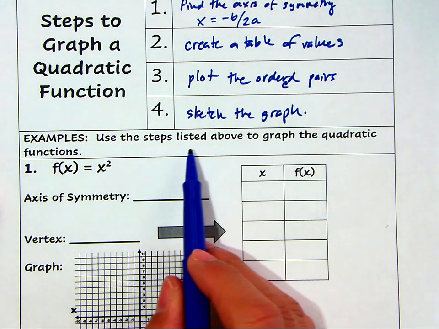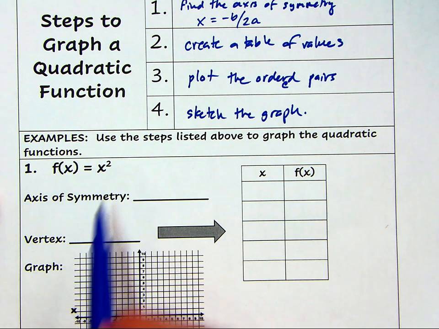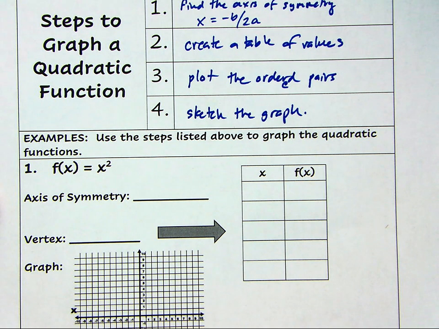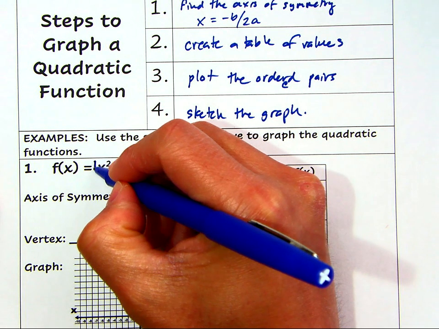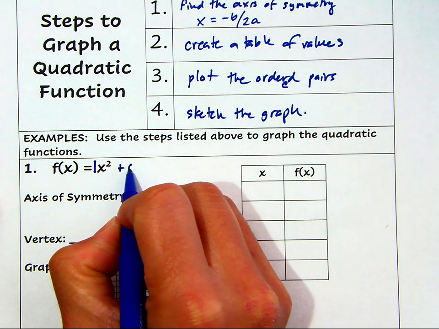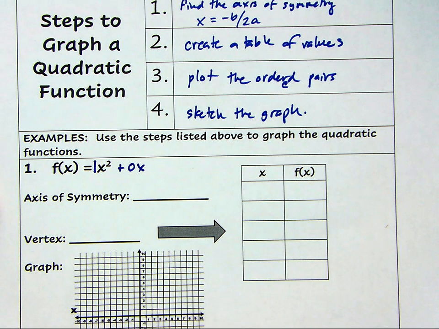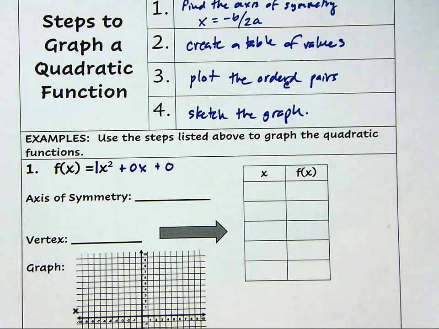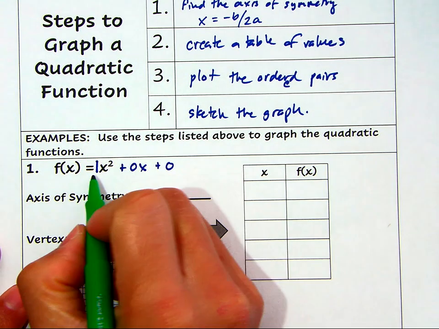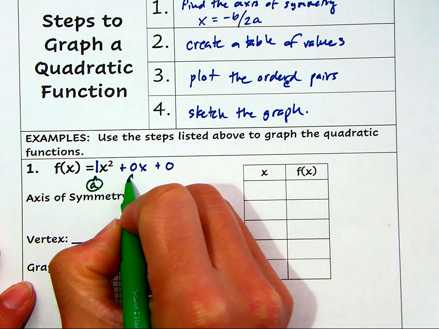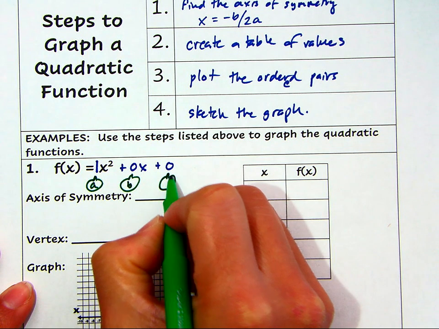Use the steps listed above to graph the quadratic functions. Okay? So this function is simply x squared. So I can think of this as having a coefficient of 1 in front of the x squared, a coefficient of 0 for the first degree term, and a coefficient of 0 for the constant term. And so I can name these coefficients. This is the A coefficient, this is the B coefficient, and this is the C coefficient.